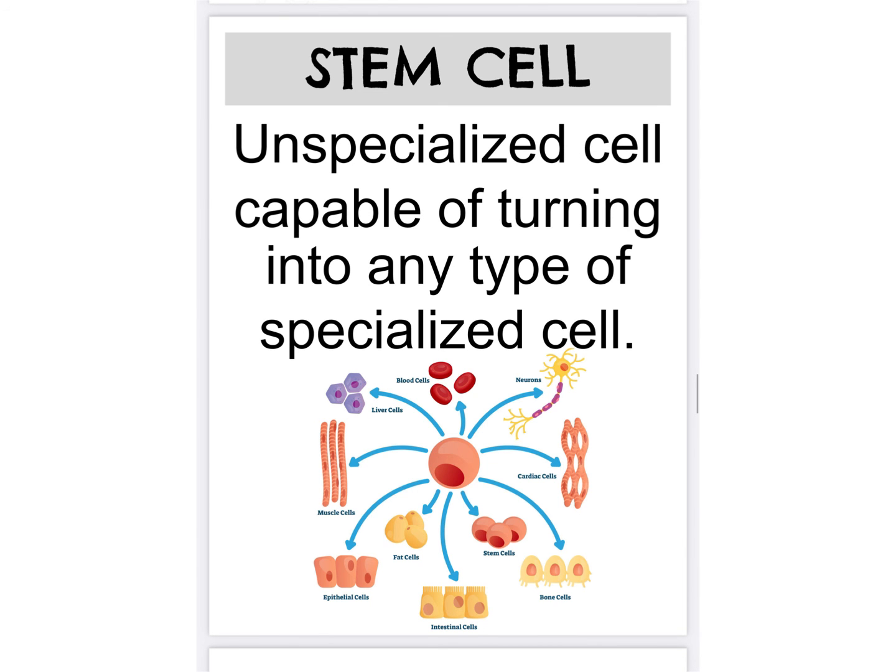For stem cell, a stem cell is an unspecialized cell that's capable of turning into any type of specialized cell. So it doesn't have any genes activated. So it's got endless potential to become any type of cell. I have a picture here of the stem cell and how it could lead into formation of all of the different types of cells.